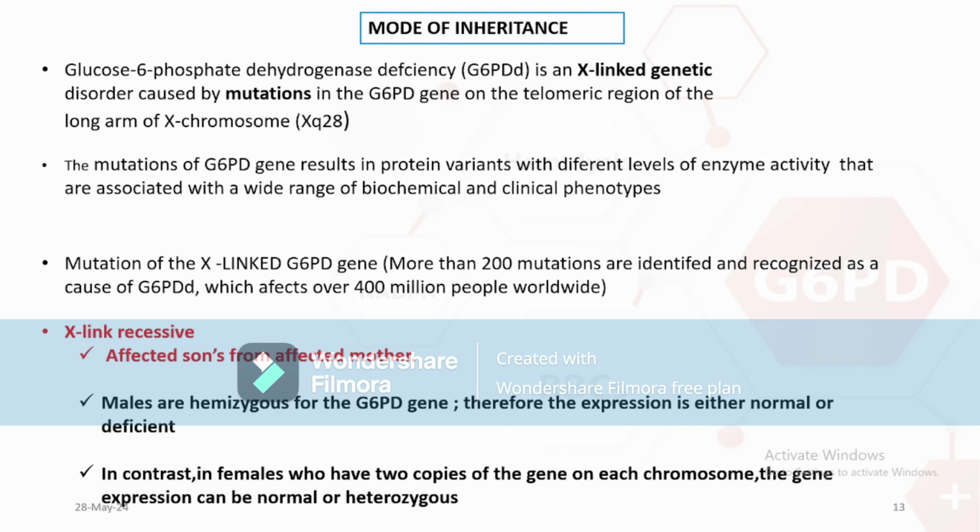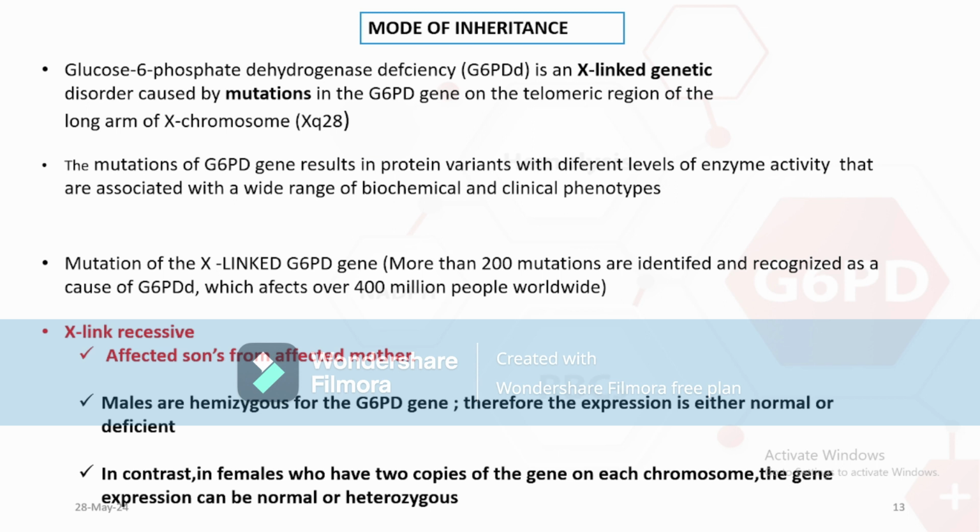Very important: mutation is one of the things that causes different genetic effects in most patients. So most genetic disorders are due to mutations. The enzyme activity may reduce and lead to different biochemical findings that we talk about. Of course, G6PD, the mutation of the X-linked gene, more than 200 mutations are identified as I speak and are recognized as a cause of G6PD deficiency, and it affects over 400 million people worldwide.